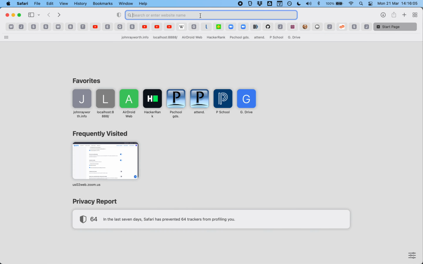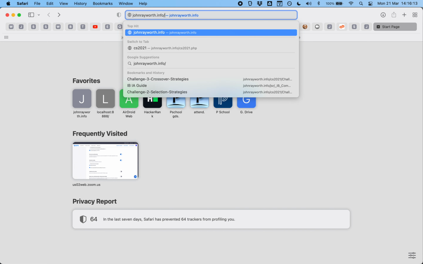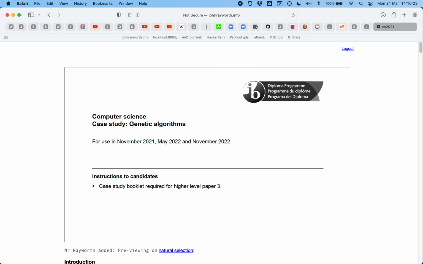Okay, so an overview of the genetic algorithms case study. First thing I did in class is I showed you how to get to the new resources. So /cs small cs 2021, not 2022.php. You'll have to type that in yourself. And then I went through what that gives you.